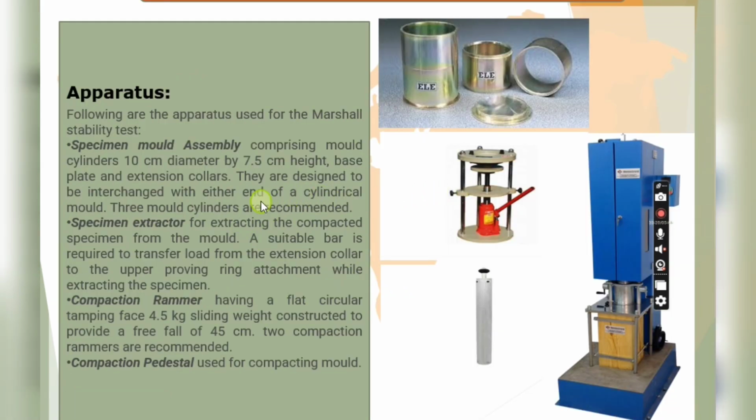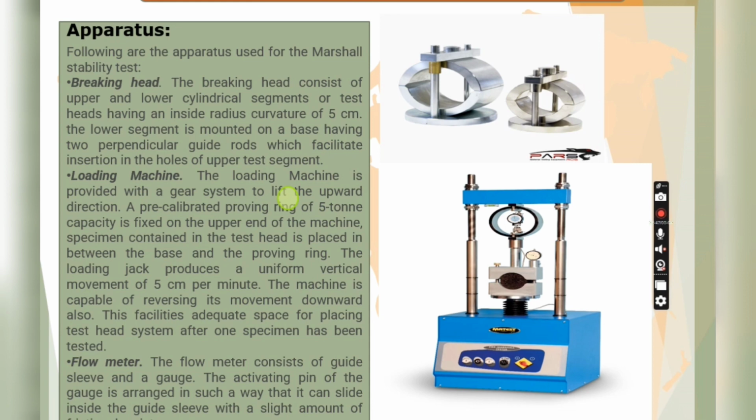So here is the apparatus. In the apparatus we can see a specific mold assembly, a specific extractor, a compaction rammer, and a pedestal used for compacting the mold. Here is the mold. These are the things that come in the apparatus. Then the breaking head, which is the loading machine, and the flow meter. Here is the breaking head and the others.